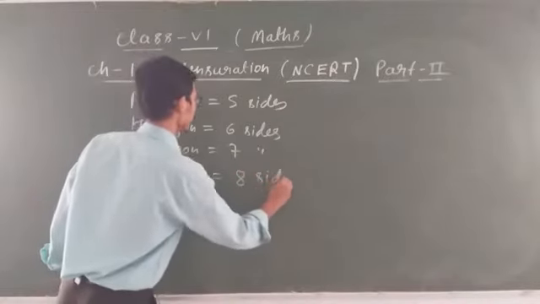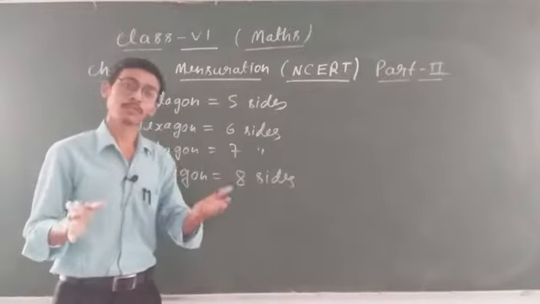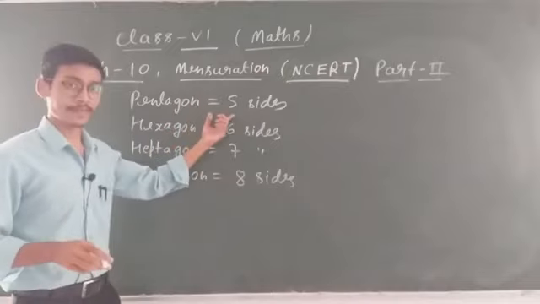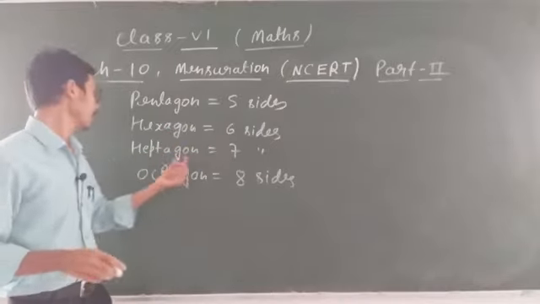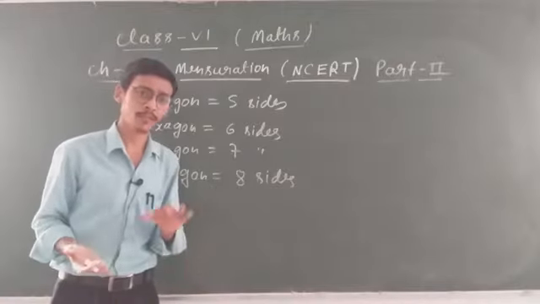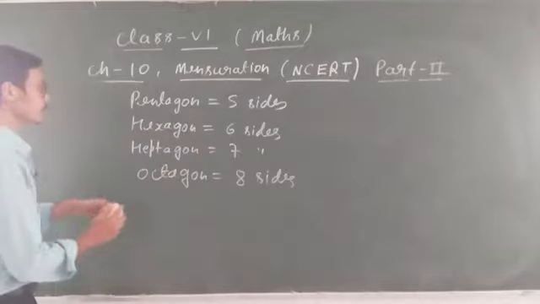So this you have to write in your copy. It means if pentagon is given, you have to understand this is about 5 sides. Hexagon means 6 sides. Heptagon is 7 sides. Octagon is 8 sides. Nonagon means 9 sides. Okay, but remember these 4. Okay, sufficient for you.